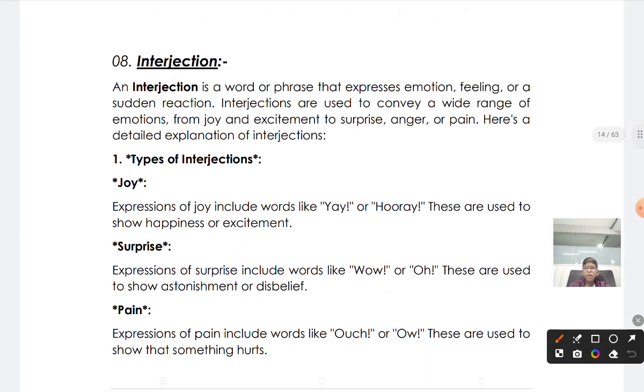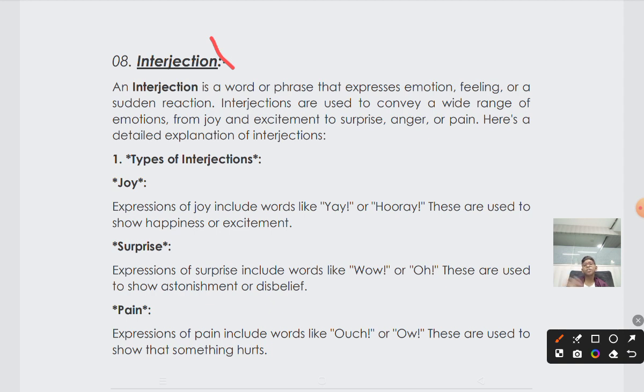So next we are going to see interjection. An interjection is a word or phrase that expresses emotion, feeling or a sudden reaction. Interjections are used to convey a wide range of emotions from joy and excitement to surprise, anger or pain. Here's a detailed explanation of interjections.